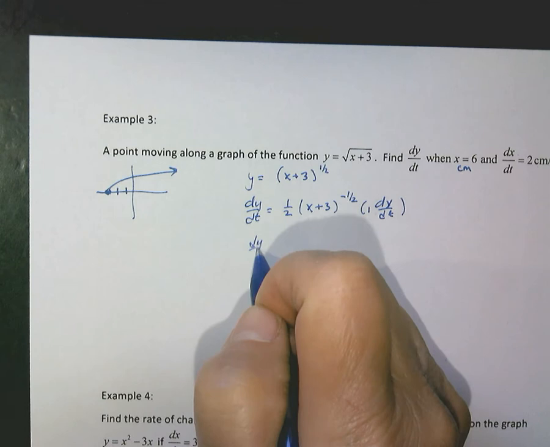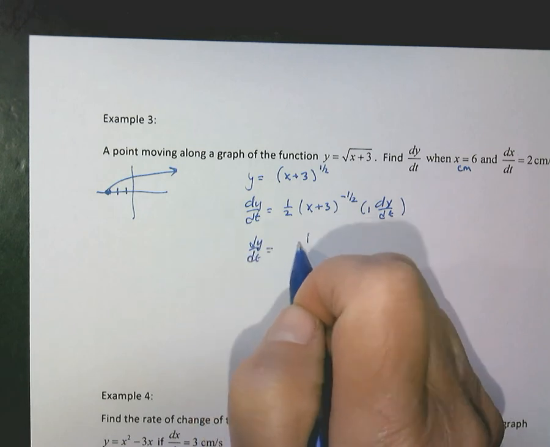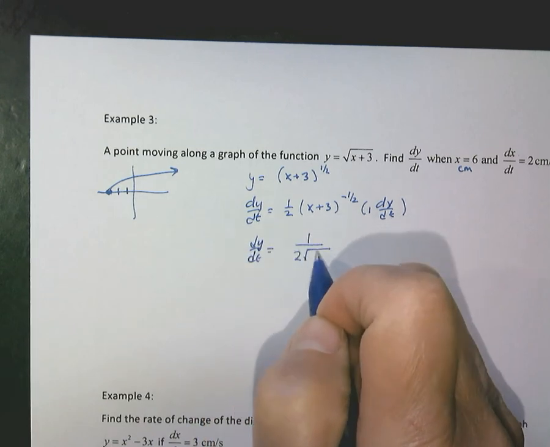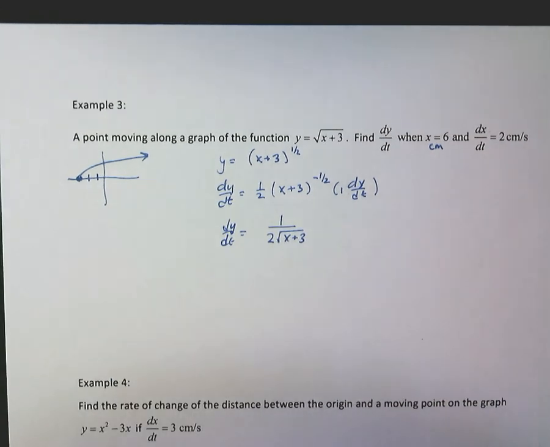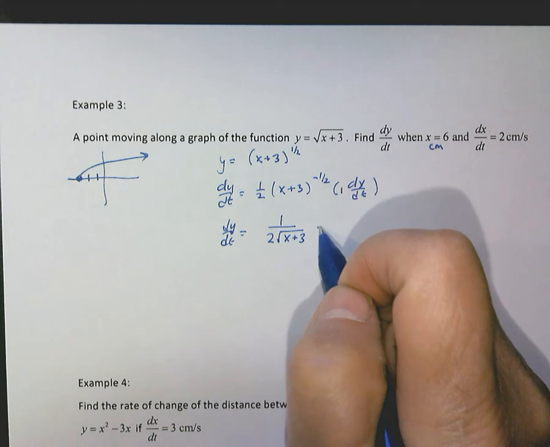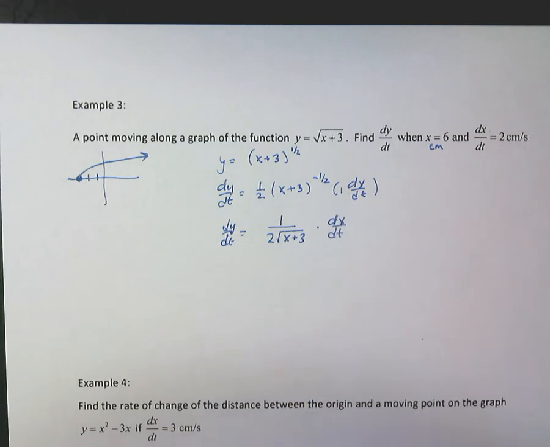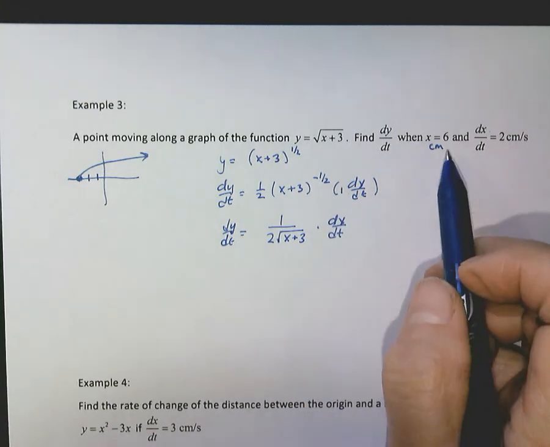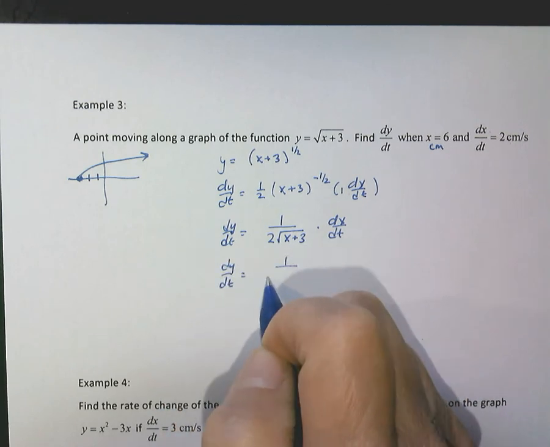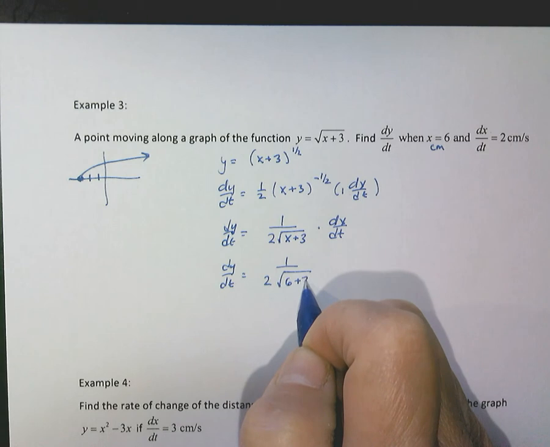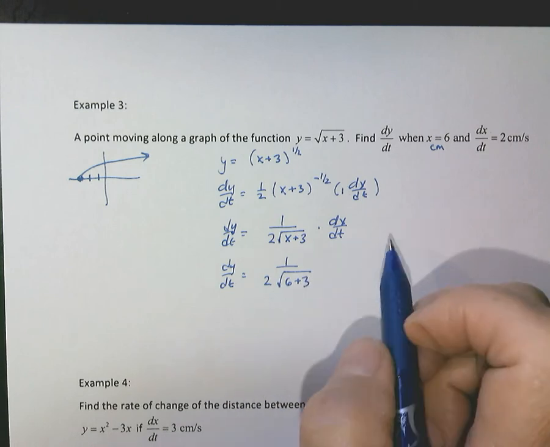I'm going to rewrite this. I'm going to put this as 2 square root of x plus 3, because when I'm inputting numbers, it's a little bit easier for me to think of it that way. And then I have times dx/dt. Now I know x is 6 centimeters. And dx/dt is 2.